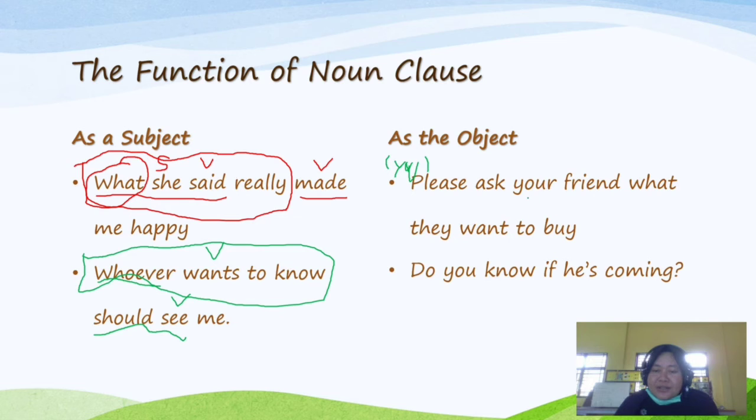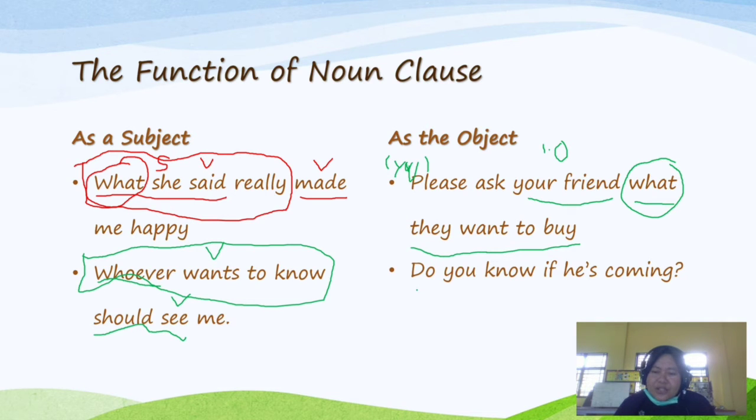Please ask your friends. Who is going to be asked? Your friends. So this is the indirect object. What are you going to ask your friends? About what they want to buy. So, what they want to buy is the object of this sentence. And the conjunction of the noun clause is what. And then, what do you think about my sentence?